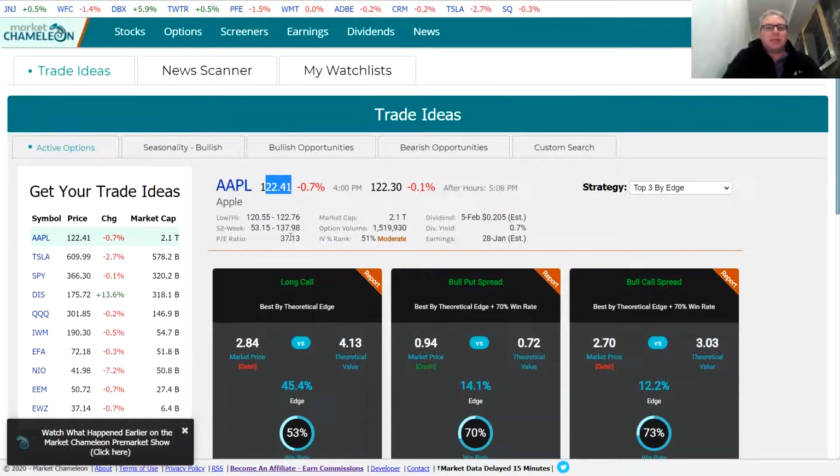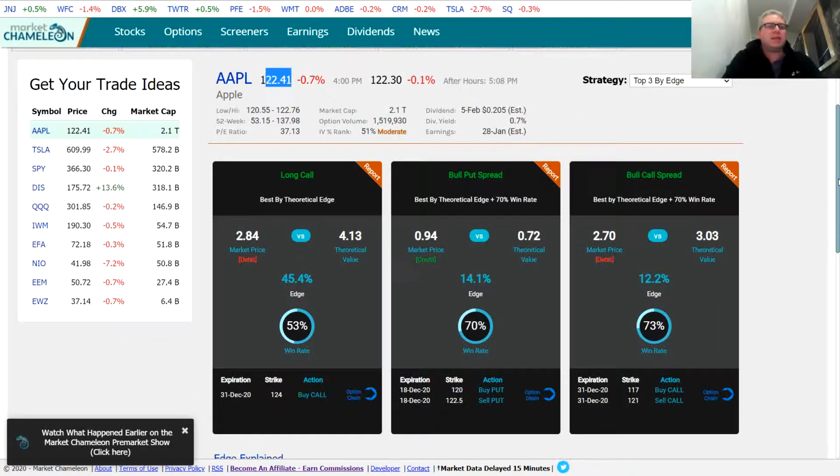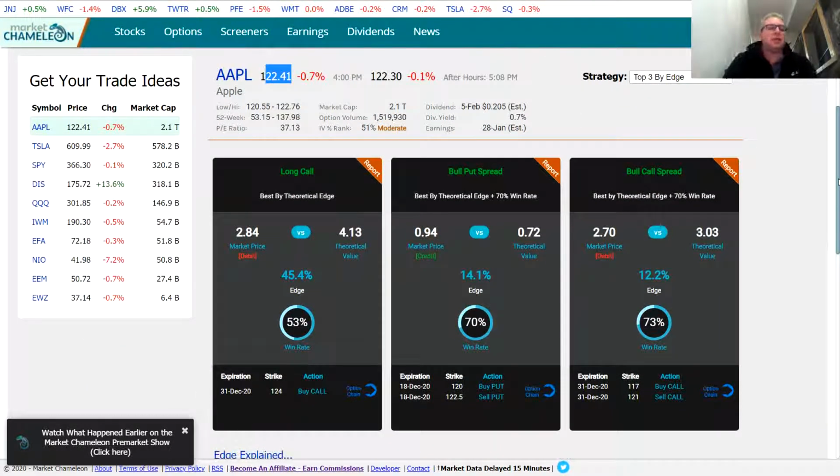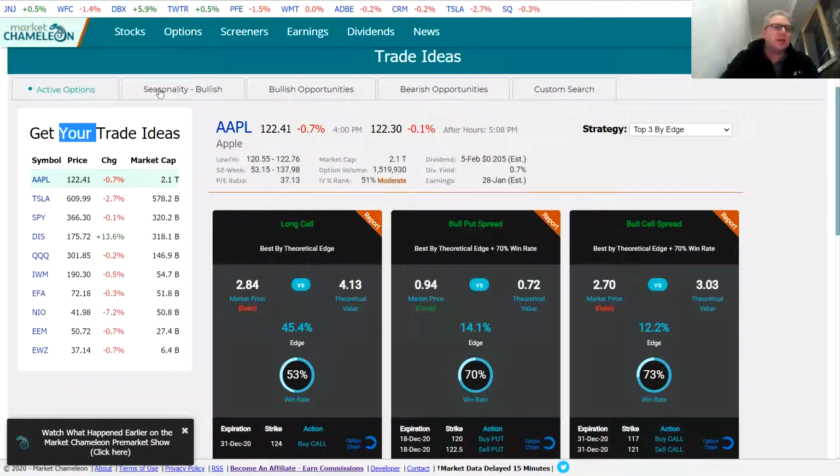Let's see, for example, this is the home page. Over the home page, we got some trade ideas so you can understand the software. There's so many options, dividend stuff, but let's focus on the home page. Let me show you one trade. So Apple closed today at 122.4, down 0.7%. This is the home page, active trades. We got active trade, season bullish, bullish opportunities, bearish opportunities, and custom, like whatever stocks that you like.